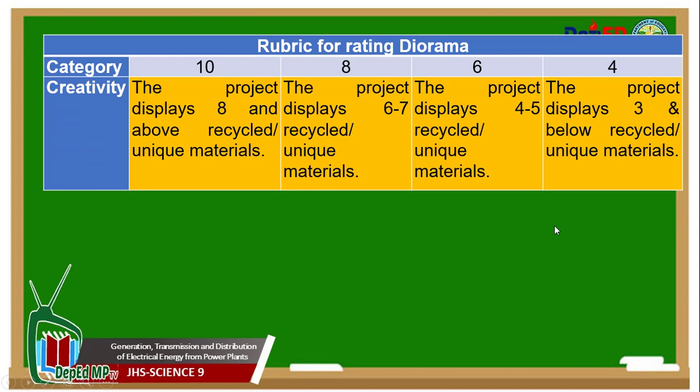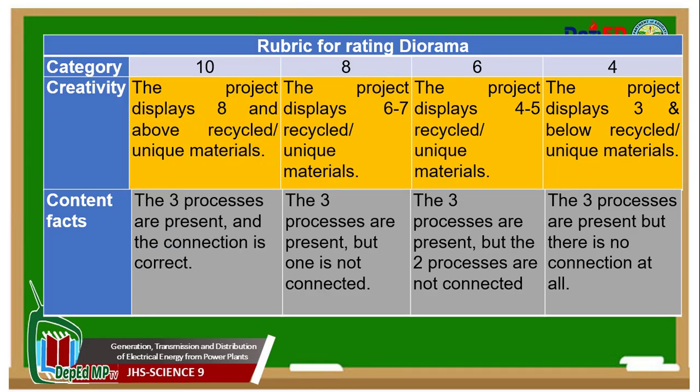Here is the rubric for rating the diorama. We have here the creativity. Score is 10 if the project displays 8 and above recycled unique materials. 8 if the project displays 6 to 7 recycled unique materials. 6 if the project displays 4 to 5 recycled unique materials. And 4 if the project displays 3 and below recycled unique materials.